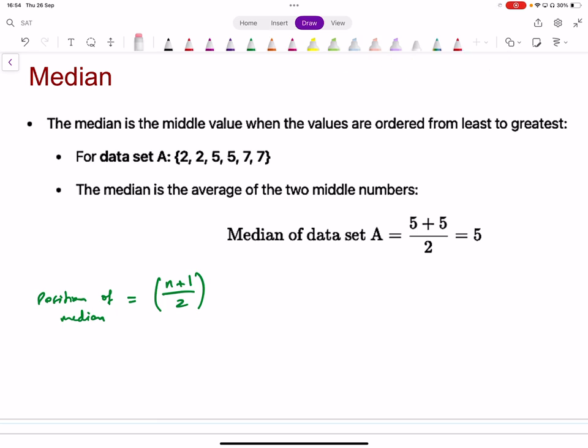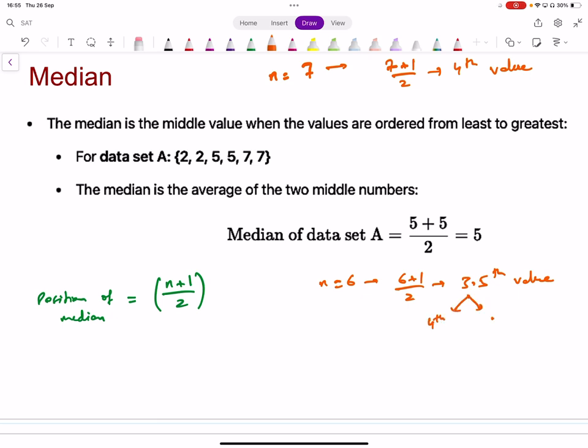But if the number of values is even, for example, in this case, the number of values is 6. What do you do in this case? If n is equal to 6, you say 6 plus 1 over 2, and that gives you the 3.5th value. Now, what does that mean? The 3.5th value does not exist, right? The position is supposed to be an integer. When it's 3.5, you take the numbers around that, the third value plus the fourth value divided by 2. Average of that, right? What's the third value in the data? 5. The fourth value is also 5 in this particular data set. You'll say that's 5 plus 5 over 2.